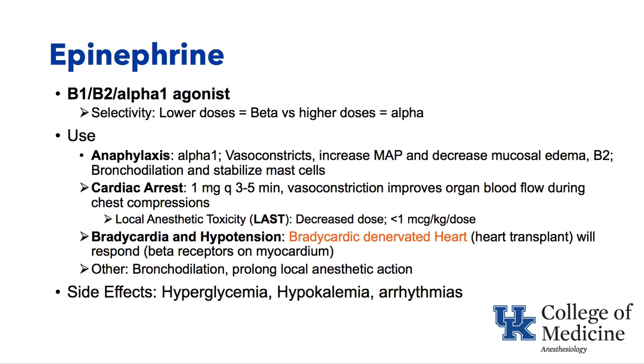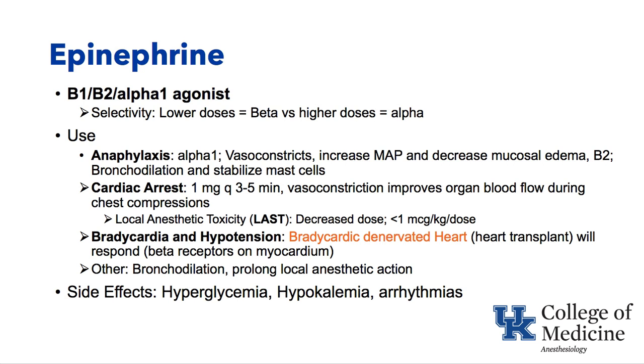During anaphylaxis, the alpha 1 effect of epinephrine causes vasoconstriction, increasing the mean arterial pressure, which tends to be down, and decreasing mucosal edema, which tends to be increasing. So the alpha 1 effect is beneficial, but the beta 2 effect is also beneficial because it results in bronchodilation. Anaphylactic patients are often wheezing, and very importantly, the beta 2 effect results in stabilization of mast cells, so they stop releasing all the junk that's causing the anaphylactic response.